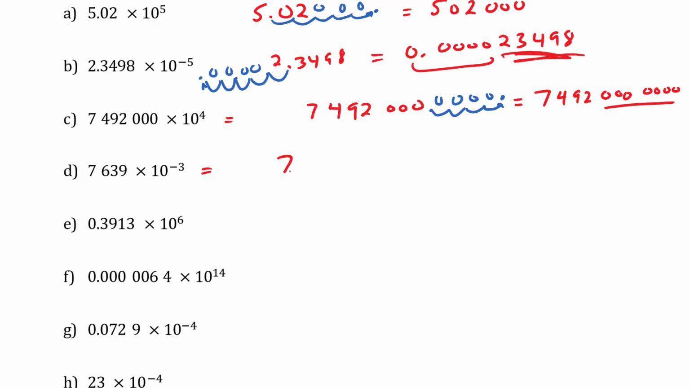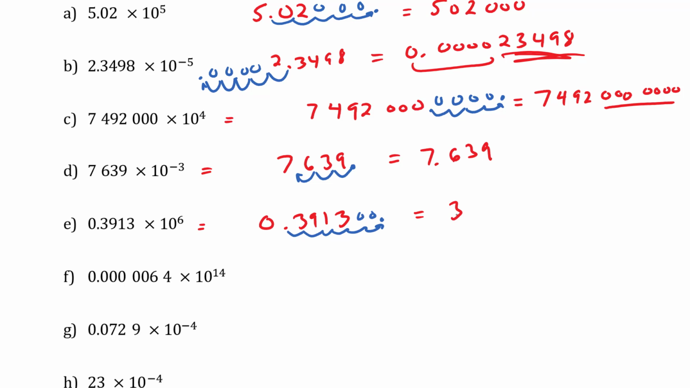Our next value, 7639 times 10 to the minus 3. This is a negative exponent, so I move the decimal over to the left 3 spaces, making it smaller. 7.639. Next up, 0.3913 times 10 to the 6. So this number is going to get larger. 1, 2, 3, 4, 5, 6. This number becomes 391,300.